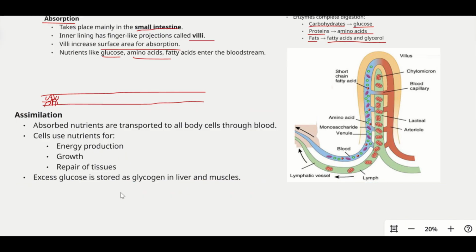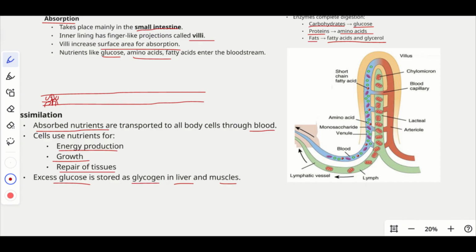So what is happening here? The absorbed nutrients are transported to all body cells through blood. The cells use nutrients for what? Energy production, growth, repair of tissues, etc. And excess glucose will be stored as glycogen in the liver and muscles. So this is what occurs after absorption. That is called assimilation. Still there will be some remaining part, right?